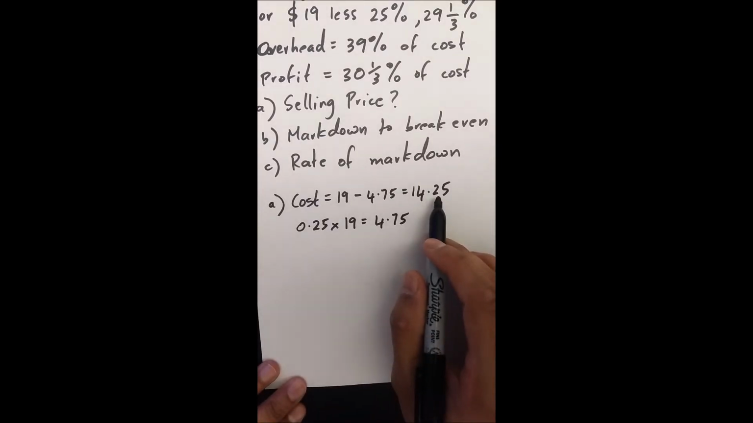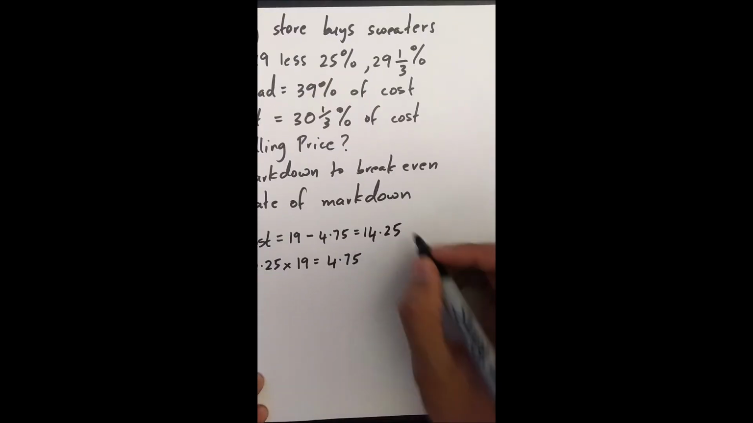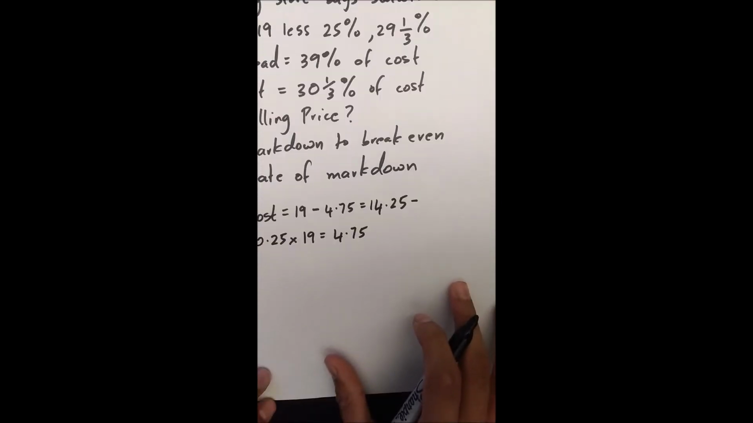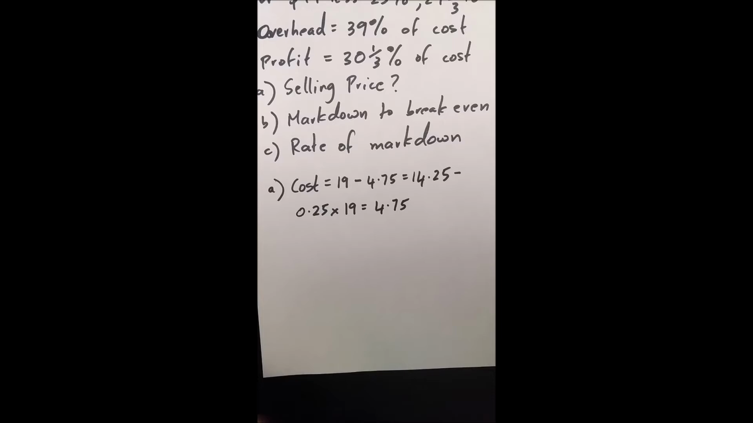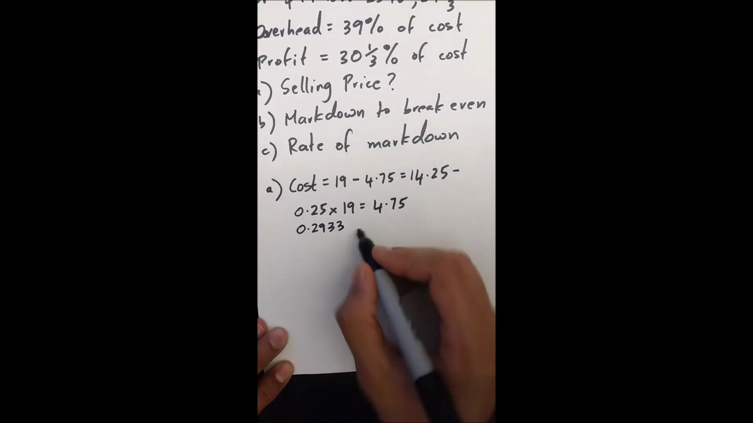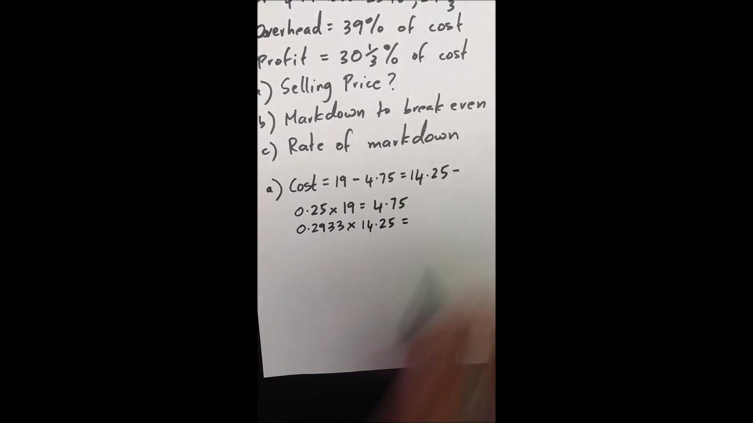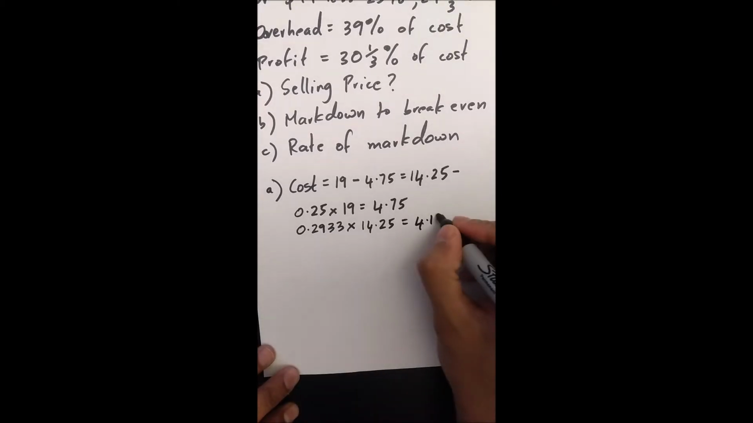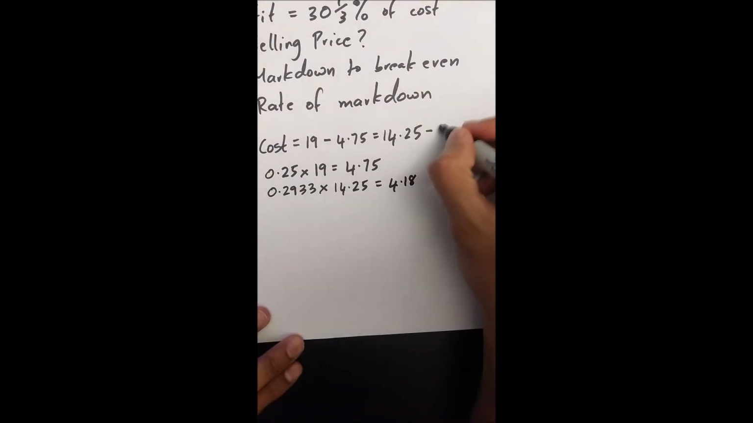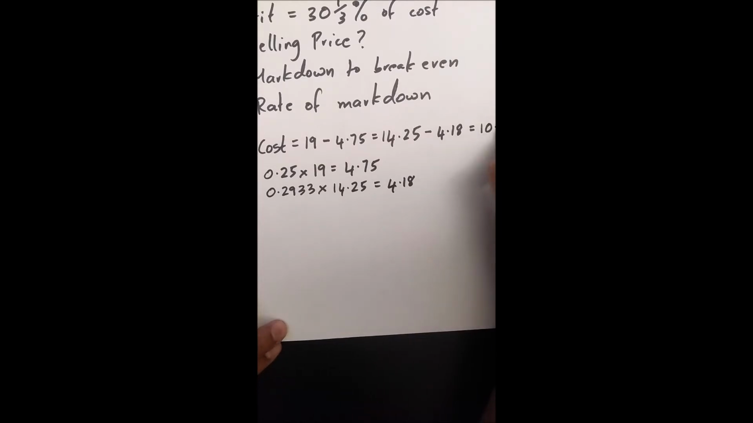Okay, once I have this 14.25, again, I'm going to subtract my second discount of 29 1/3%. From this 14.25, I'm going to subtract whatever corresponds to 29 1/3. So 29 1/3% is 0.2933. Then I'm going to multiply that with my new cost of 14.25 to find my second discount. So 4.18. I'm going to subtract that 4.18, which gives me 10.07.